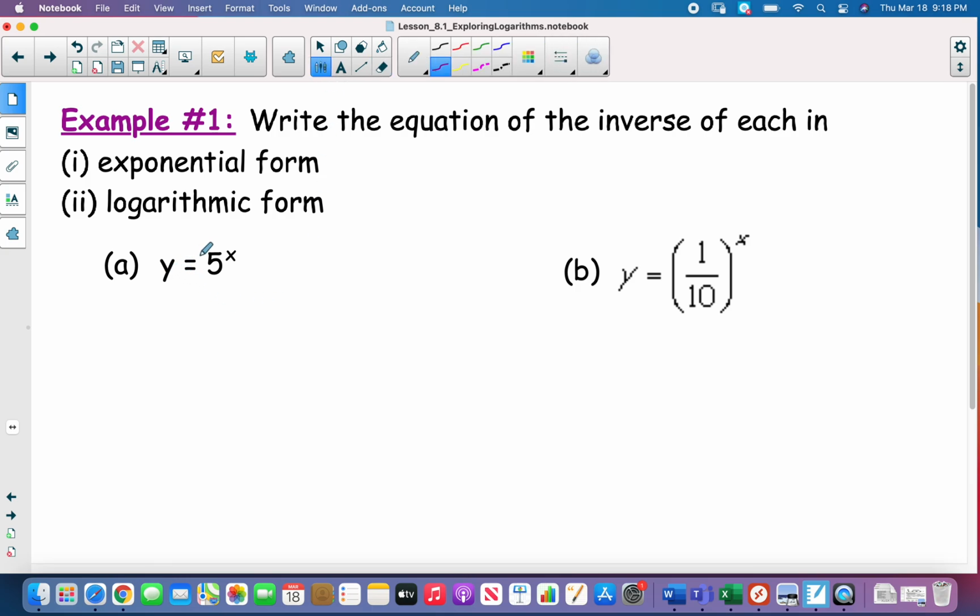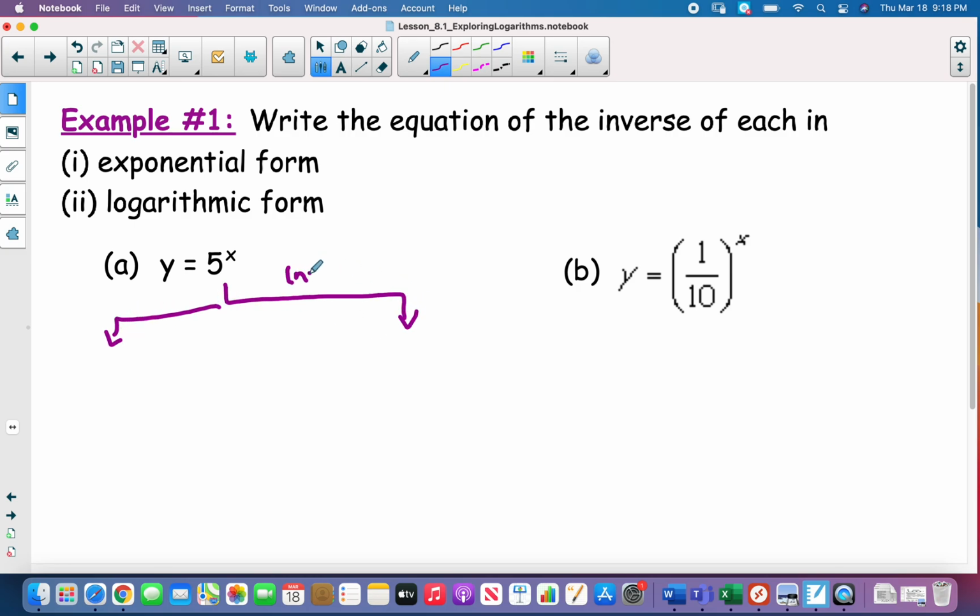So let's say we have y equals 5 to the power of x. Our question is to write the equation of the inverse of each in exponential form and logarithmic form. So we can write the inverse of this function, which is in exponential form, in its exponential form as well as in its logarithmic form. So there are two ways to write the inverse of this function.